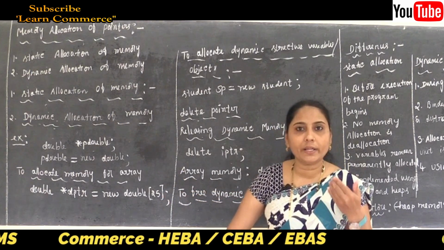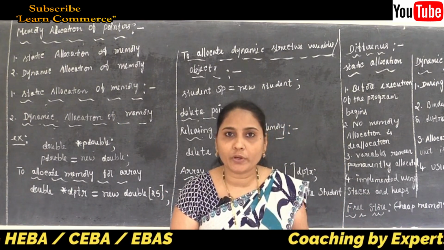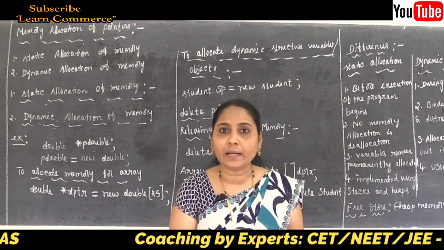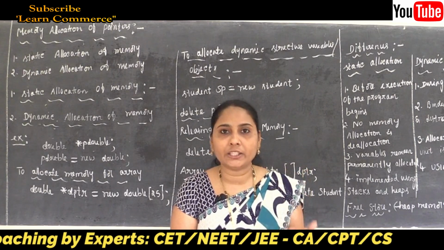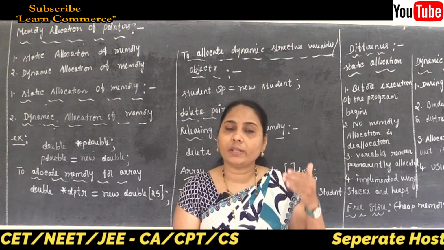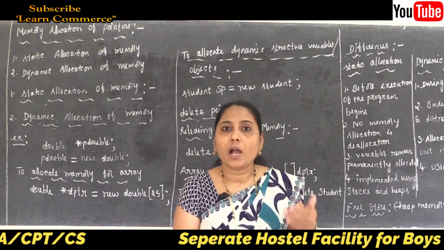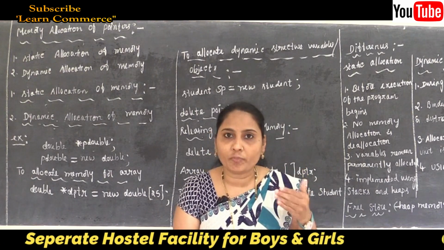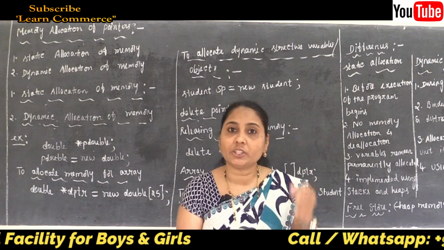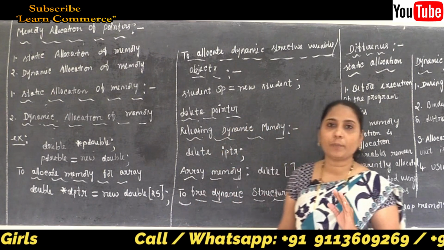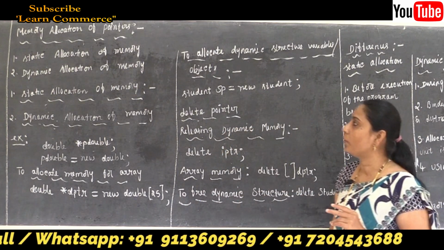Correct? We already know this. Why? Because such memory is declared during our declaration time itself, and at that time we can say how much memory is allocated for each variable. So this is about static allocation of memory.